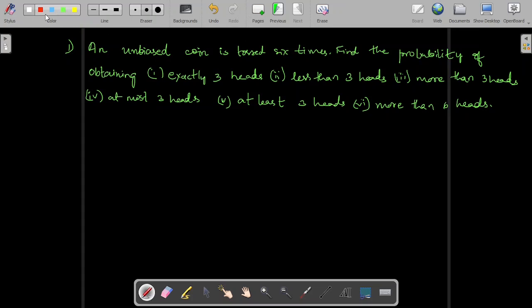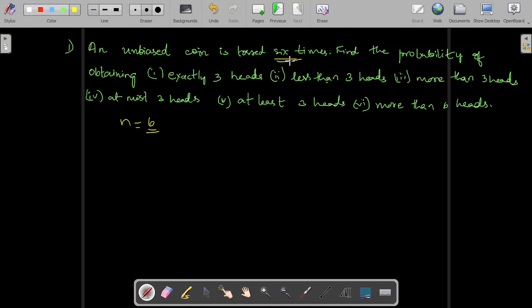See, here is the first problem. An unbiased coin is tossed 6 times. So here number of trials equals 6. Find the probability of obtaining, so there are a total of 6 sub-questions. So n equal to 6, because the coin is tossed 6 times. Usually when a coin is tossed twice, you will have 2 to the power 2, 4 outcomes. Thrice means 2 to the power 3, 8 outcomes. 6 times means 2 to the power 6. That many outcomes you have to write if you are going with the usual method.